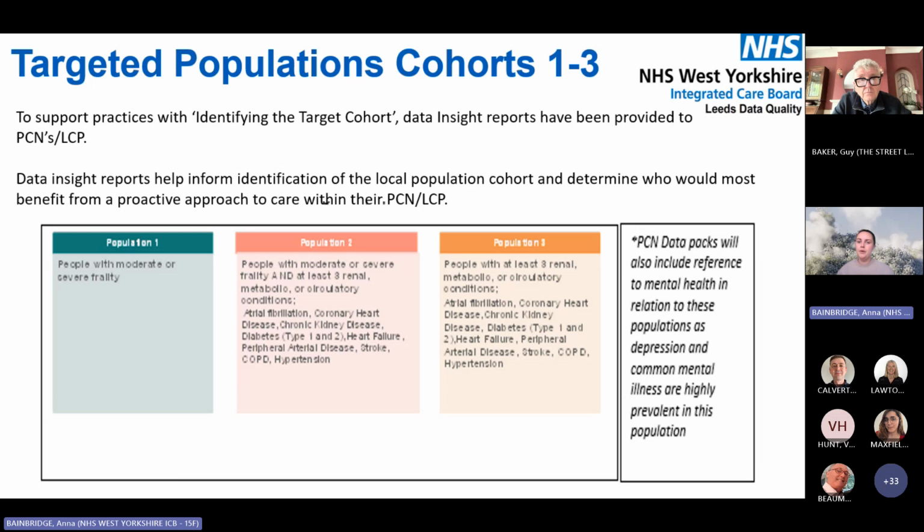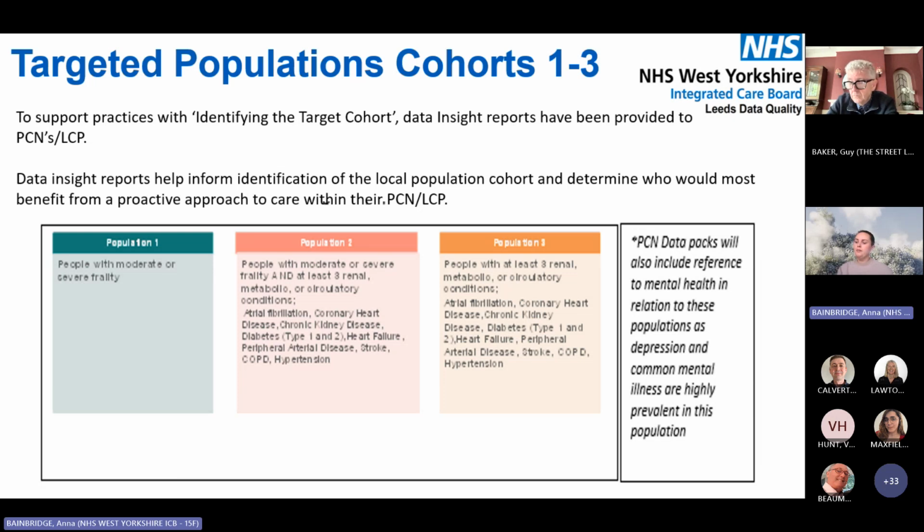To support practices with identifying the target cohort, data insight reports have been provided to PCNs and LCPs. Some of you may already be aware of that and may have had those conversations with colleagues in BI. The data insight reports will help inform the identification for your local population. As you can see on the screen, and apologies, the wording isn't very clear, it's been split into 3 categories. Population 1 looks at patients with moderate or severe frailty, population 2 is patients with moderate or severe frailty and renal metabolic conditions, and population 3 is people with at least 3 renal metabolic conditions.